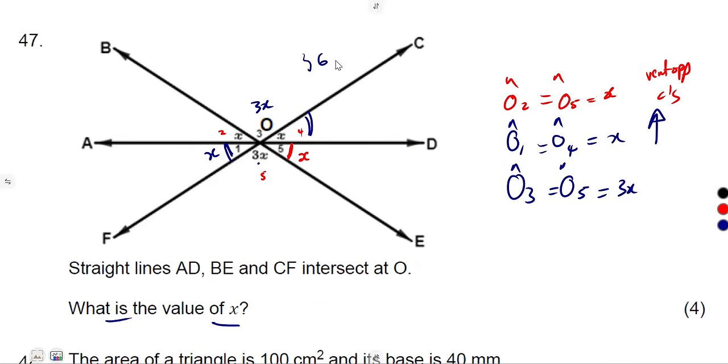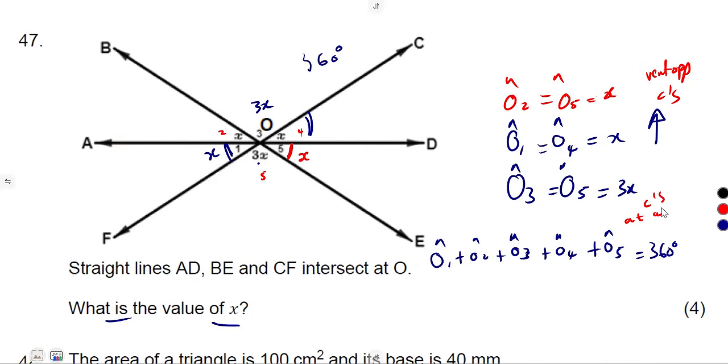Remember, angles at a point add up to 360. So I'm going to add everything. Angle O1 plus angle O2 plus angle O3, plus O4, plus O5. 1, 2, 3, up to 5. They must give us 360 degrees. Sum of angles at a point, or a complete revolution.